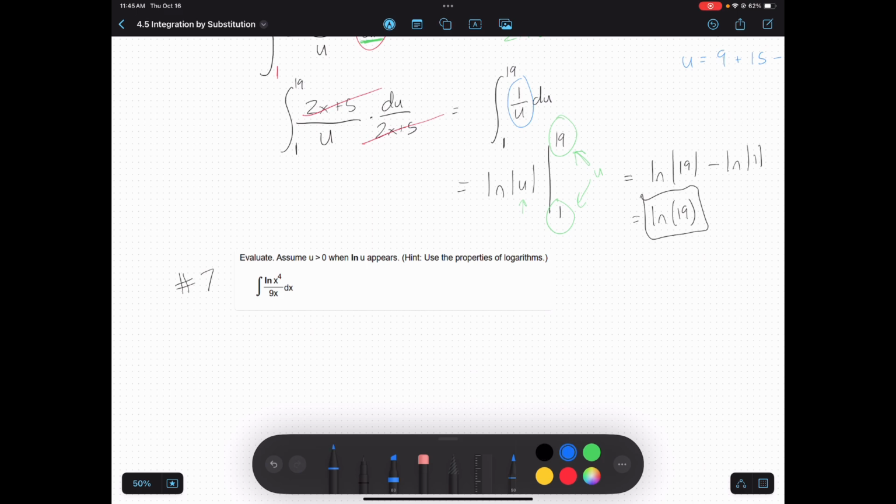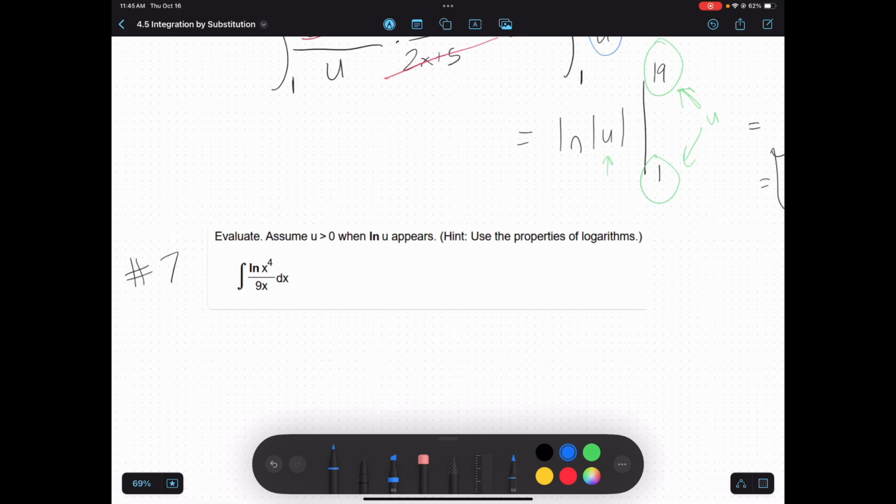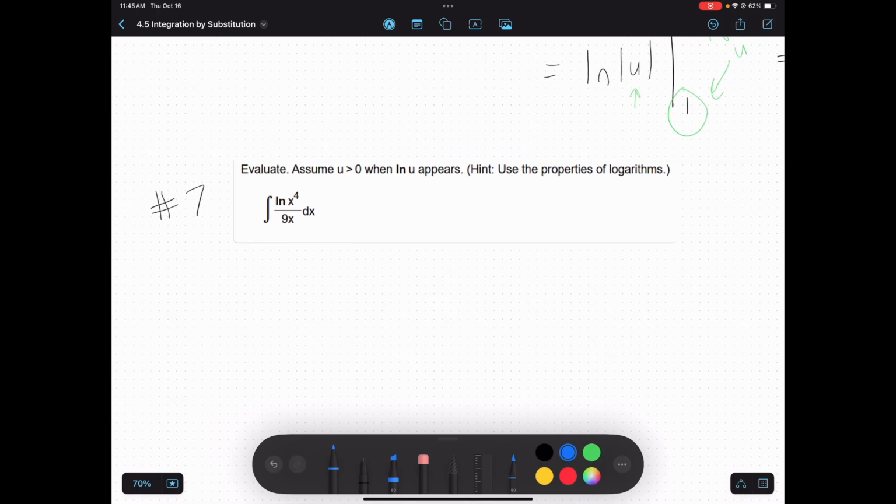And the reason why I wanted to talk about this one is this one can be a little tricky. Looking at this problem, I can see a function inside of a function. And so I might think, let's use this function x to the 4th as my substitution. Let's substitute u for x to the 4th.